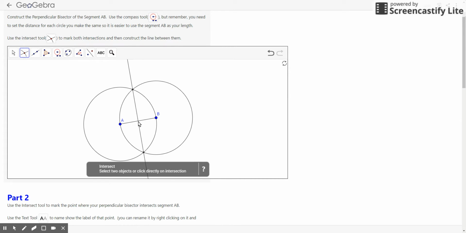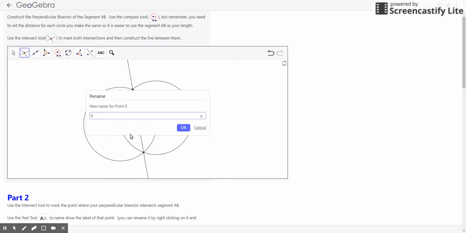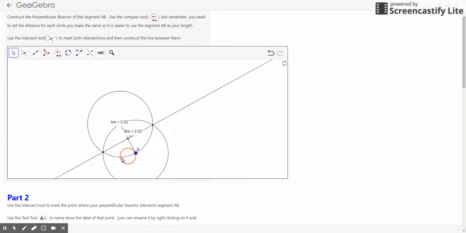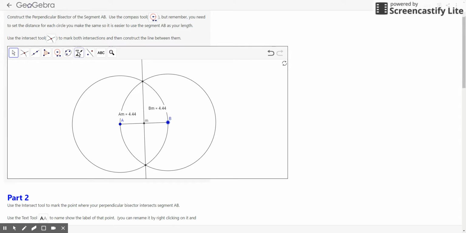We're going to mark this intersection point here, and we can relabel it by right-clicking and clicking on rename, and we'll call this point M. And then let's measure the distance to that point. So from B to M and from A to M. And so we've got 2 different distances here. And again, no matter what I do, they should always stay the same distance apart.